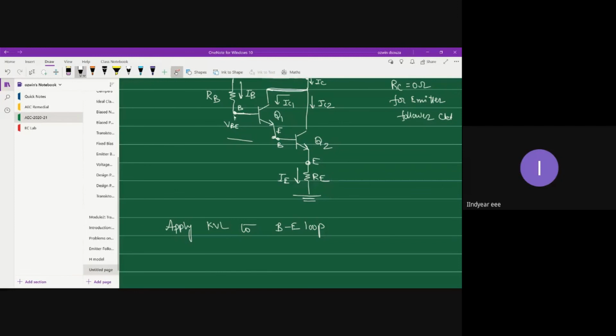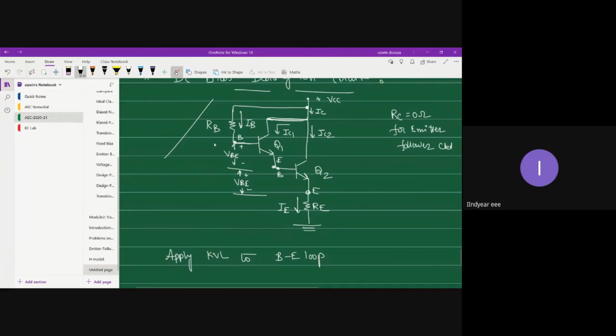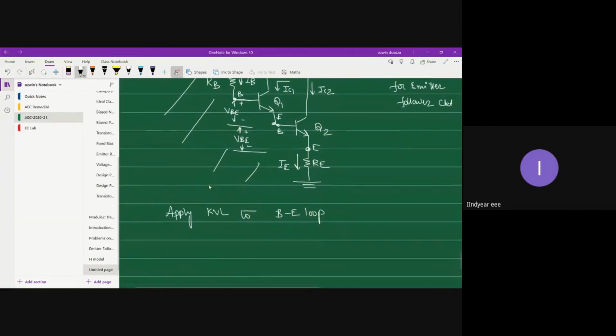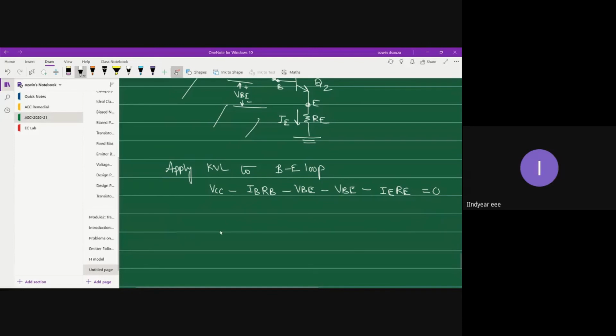So this is VBE of the first transistor. Similarly, you have VBE of the second transistor. So when you apply KVL on the base emitter loop, that is in the left-hand region, you would get VCC minus IB into RB minus VBE and the second VBE, and then comes the drop across the emitter resistor, is equal to 0.